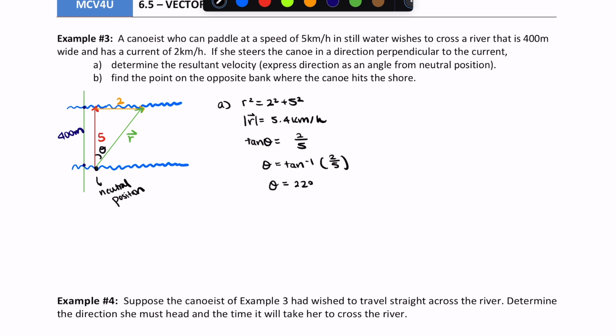And so here it says, find the point on the opposite bank where the canoe hits the shore. So here that would be our value up here. And so for part B, we can calculate that using tangent 22 degrees is equal to x over 400. So here we see that x is equal to 162 meters. And so we'll do our therefore statements.